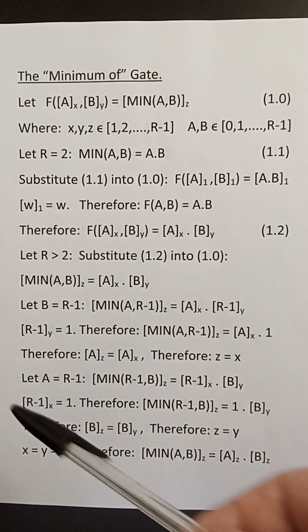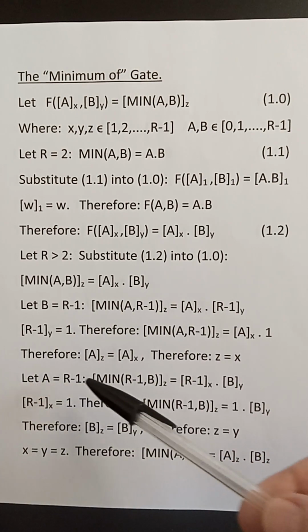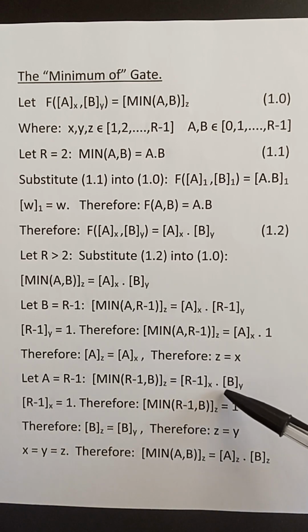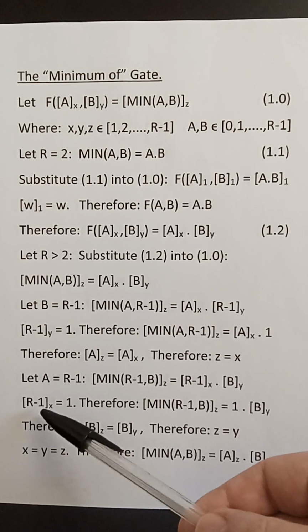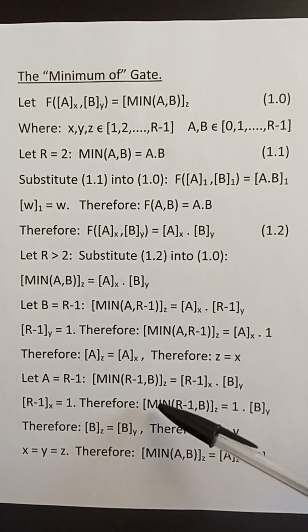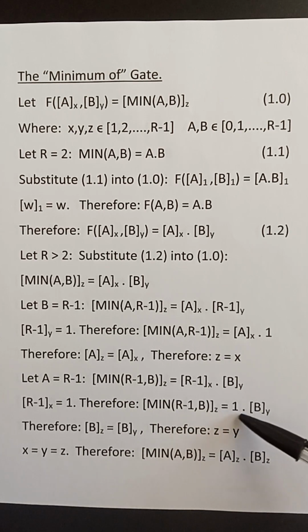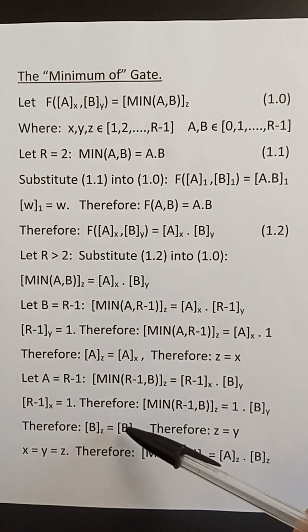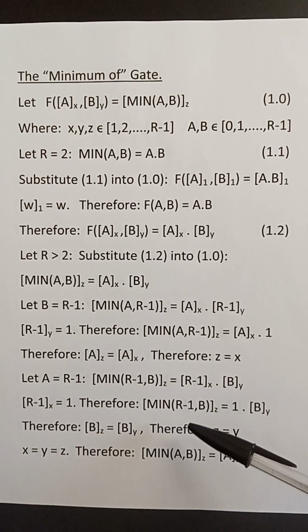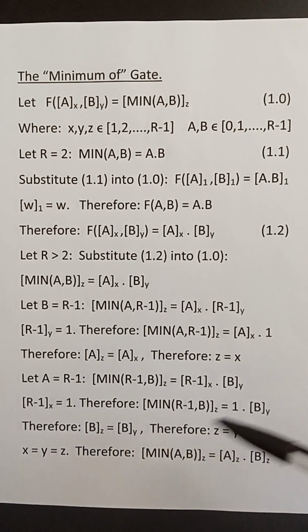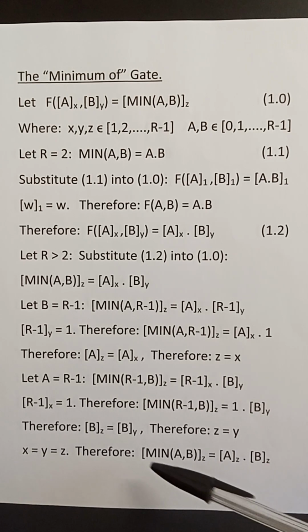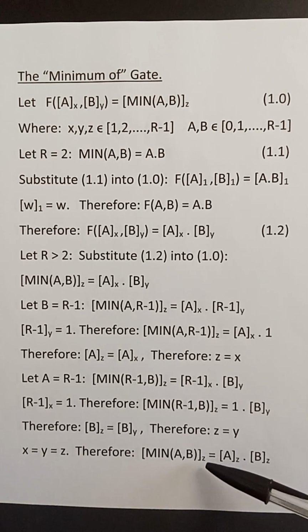Now we let a equal r minus 1, same procedure, min r minus 1, b to the z equals r minus 1 to the x and b to the y. R minus 1 to the x equals 1, therefore min r minus 1, b to the z equals 1 and b to the y. Therefore we conclude that b to the z equals b to the y. Therefore z equals y. The subscripts must be the same. So we conclude that x equals y equals z, therefore minimum of a and b to the z equals a to the z and b to the z.